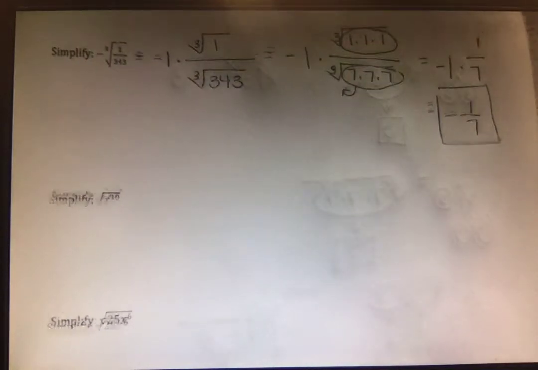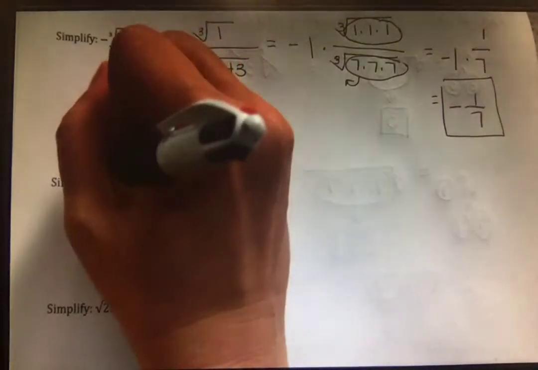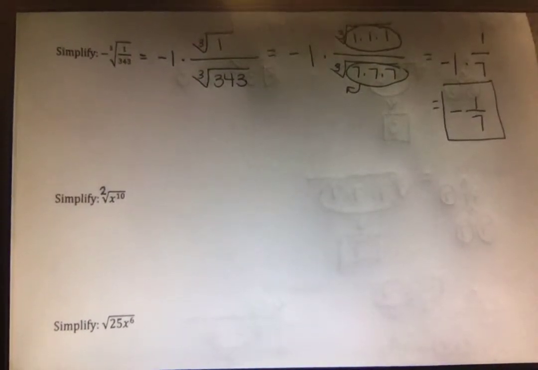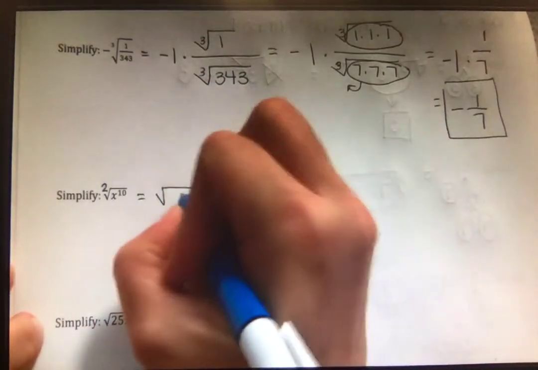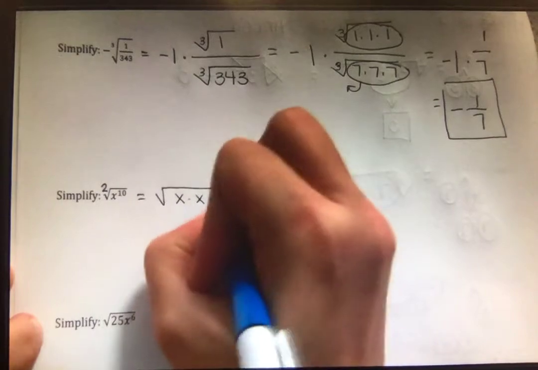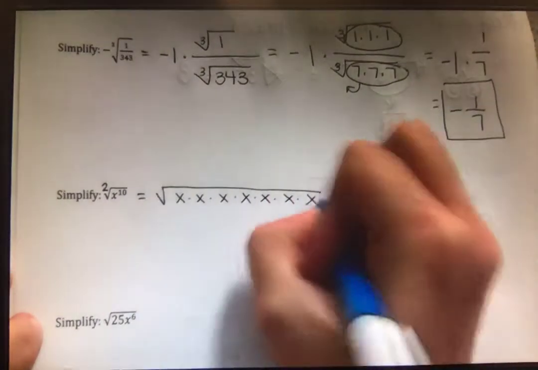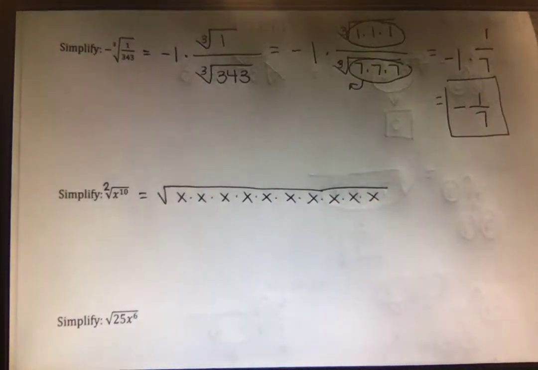Next example, we have the square root. There's no index here, so it's understood to be a 2, the square root of x to the 10th. So, breaking down x to the 10th power, I could rewrite this as a square root of x times x times x, until we have 10 x's.